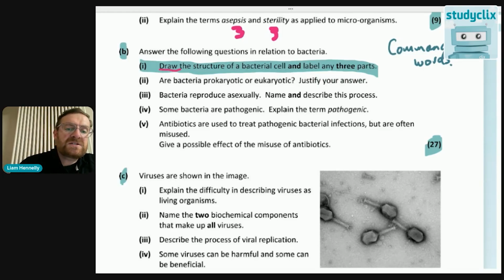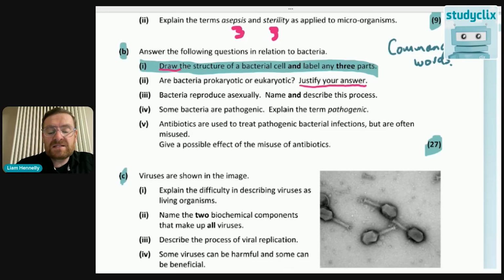And then the next question says, are bacteria prokaryotic or eukaryotic? And then this phrase that has come through from junior cycle science, justify your answer, means, you give your answer, which would be prokaryotic, and then justify your answer basically means give a reason.